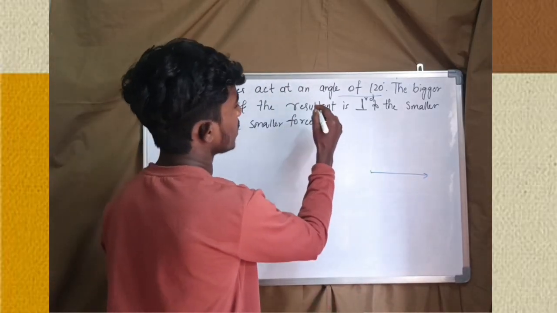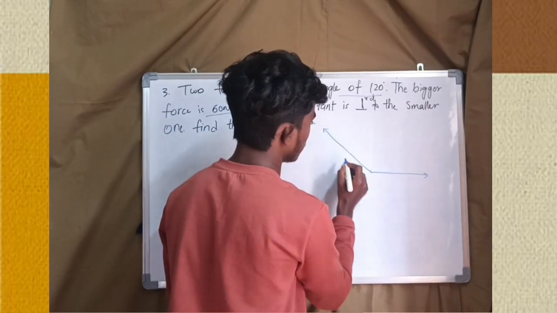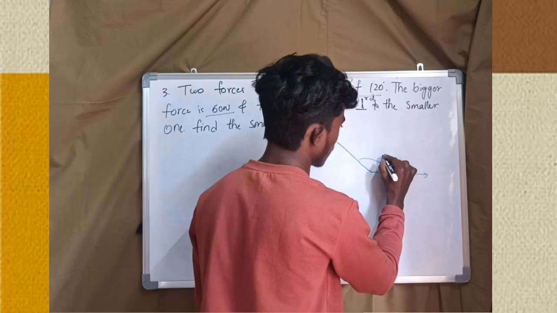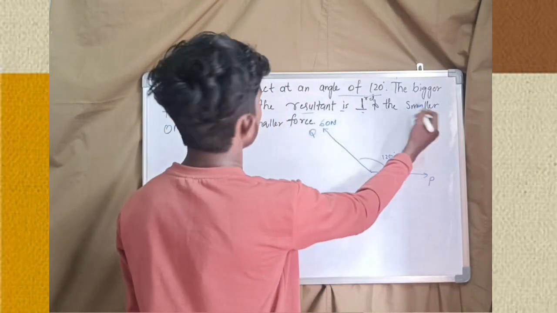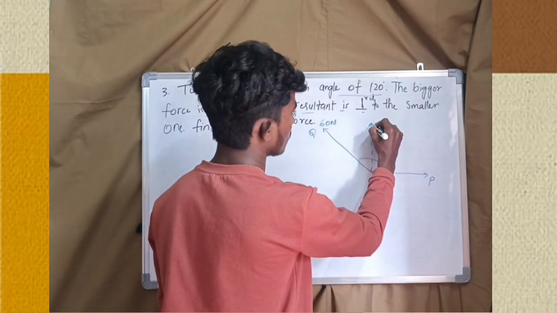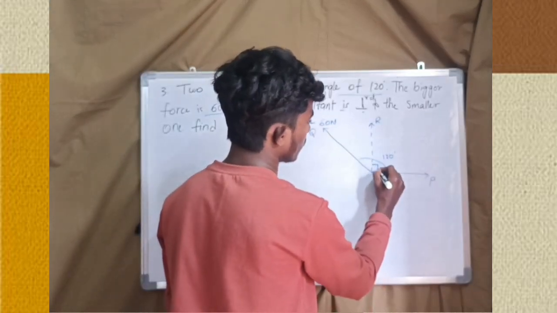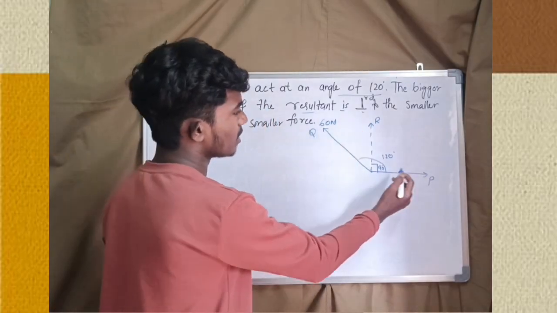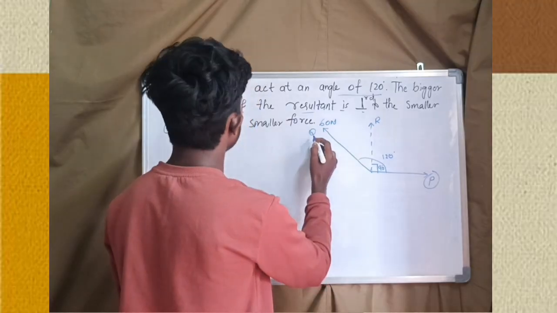Here, by using the given data, we will draw the force. The two forces act at an angle of 120 degrees. First we draw the angle 120 degrees. It may be like this. Angle between two forces is 120 degrees. We can see that resultant is perpendicular to the smaller one, that is R is perpendicular to P. With that only, this is 90 degrees. We have to find the P value.